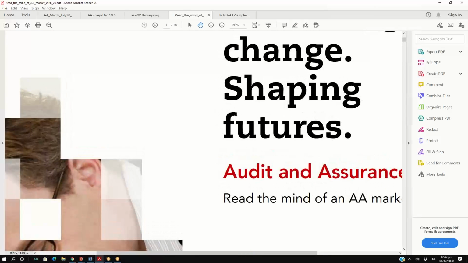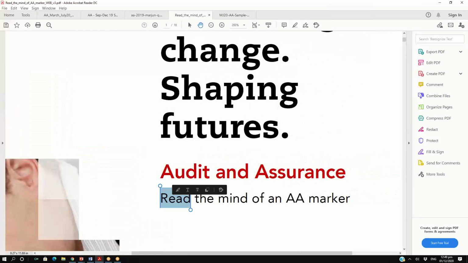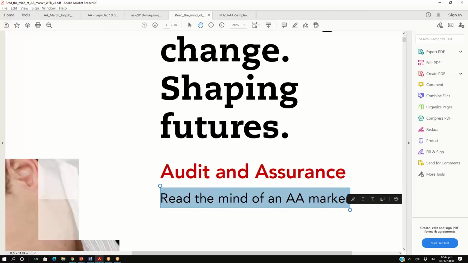See this, Read the Mind of the AA Marker. So if you can just scroll over this in the last 5 days before your exams, and read this in the next 1 to 2 days, you will probably know the expectations of the examiner, because you need to reduce the gap between you and your examiner. And you should know what your examiner expects from you when he says explain the audit risk, or when he says explain the ethical threat. So this article will do that. You read through the mind of the AA marker, and the more the better.